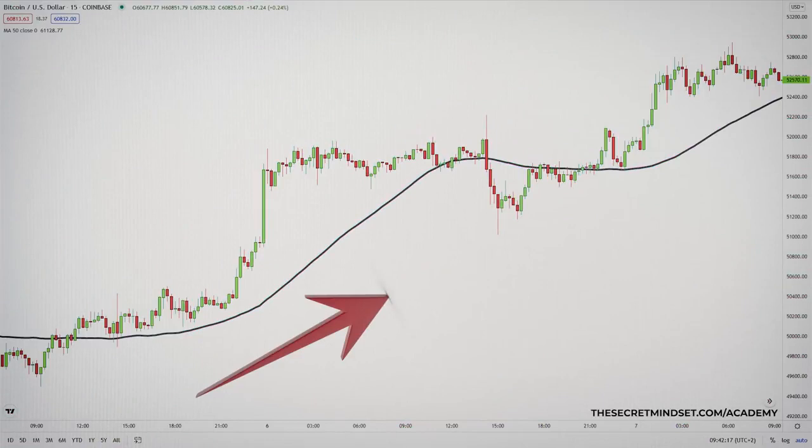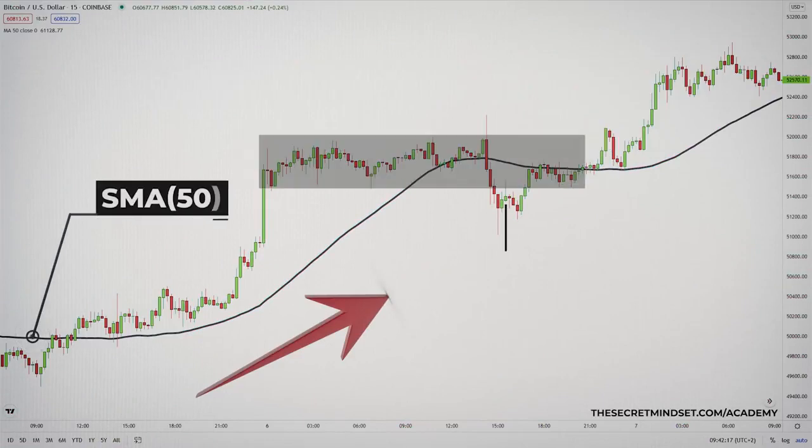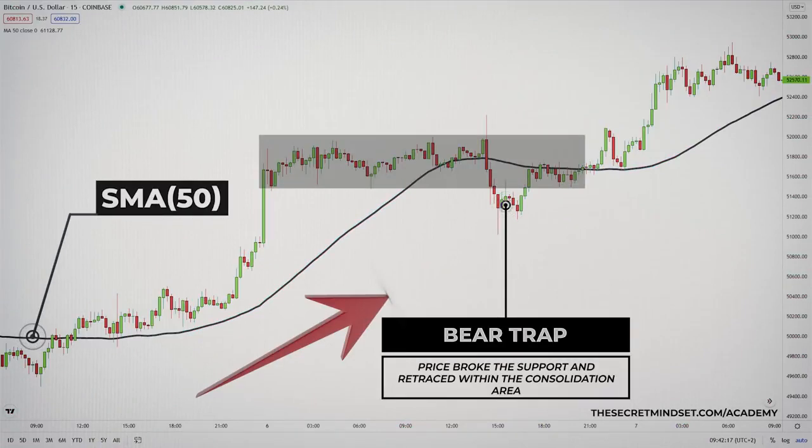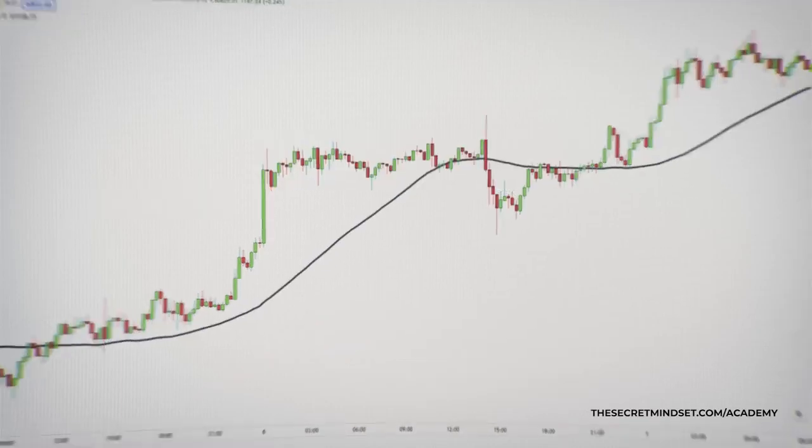We have an uptrend, with the price consolidating in a range. The price broke the support and immediately retraced within the consolidation area. At this point, you only need the price to close above the 50 simple moving average and go long. The price took off, leaving the trapped traders with short positions below the 50 simple moving average.